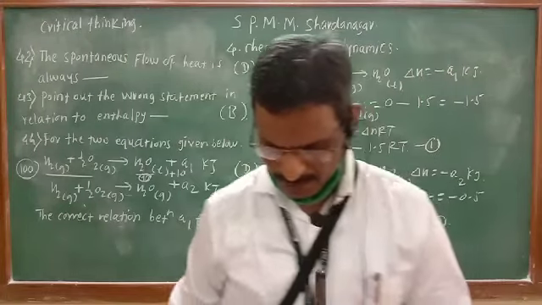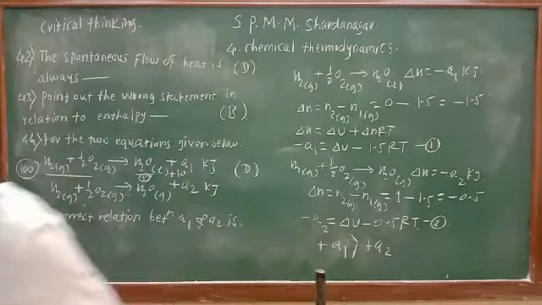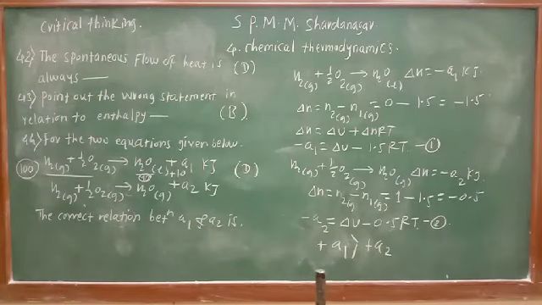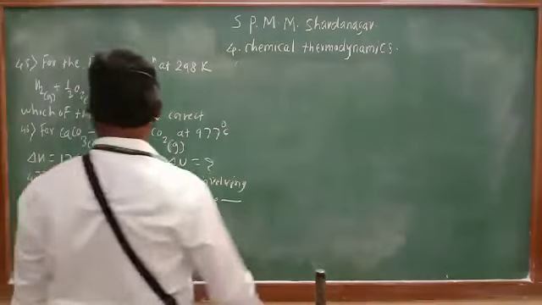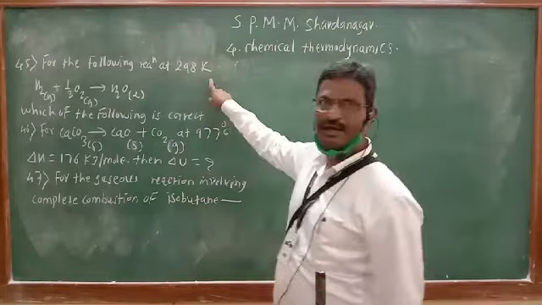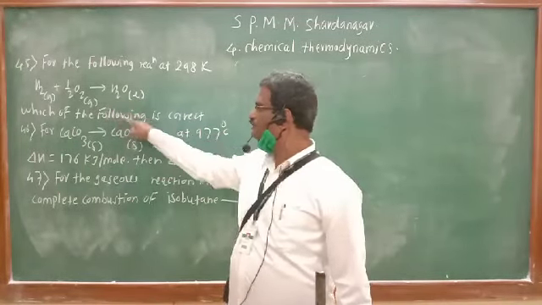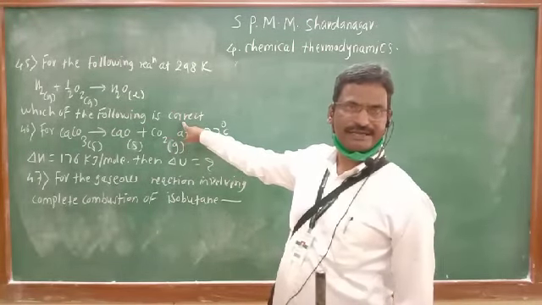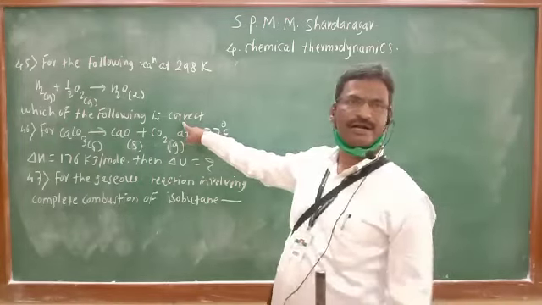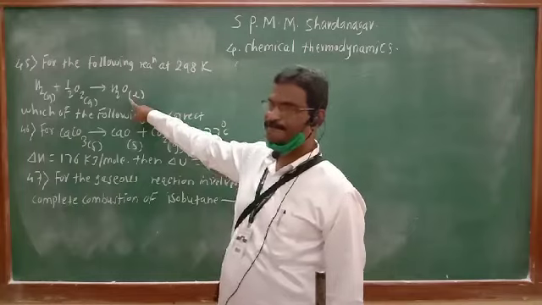Now, let us see the next question. That is question number 45. Now see question number 45. For the following reaction at 298 Kelvin, this is the reaction given. Which of the following is correct? They have given the options in terms of delta H and delta U. We have to find out the relation between delta H and delta U for this reaction.